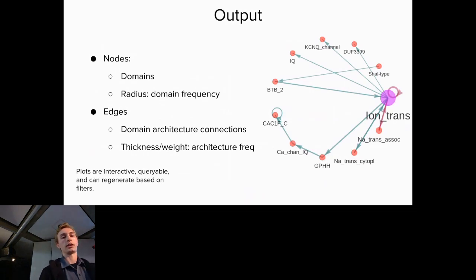And I should mention that all of this is interactive and queryable. It's built with RShiny, and you can filter and you can download all these plots. And here we have a domain network. And so what this is, the nodes are domains, and the radius of the domain is the frequency. This is for all of the homologs, the frequency that domain occurs. And then the edges are the architectures. And again, the edge weight or thickness is the frequency of the domain architecture.